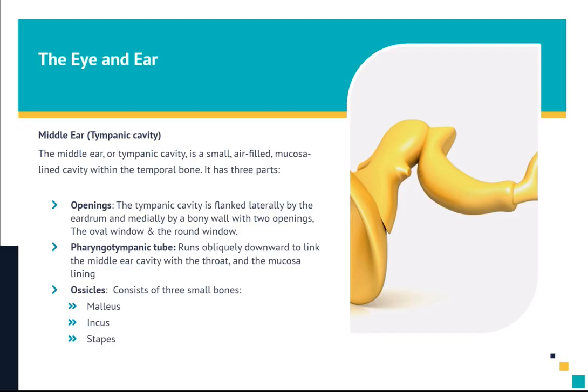Pharyngotympanic tube. Runs obliquely downward to link the middle ear cavity with the throat and the mucosa lining. Ossicles. Consists of three small bones. Malleus. Incus. Stapes.